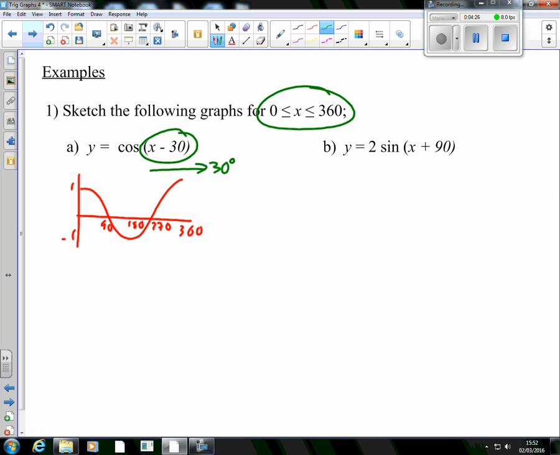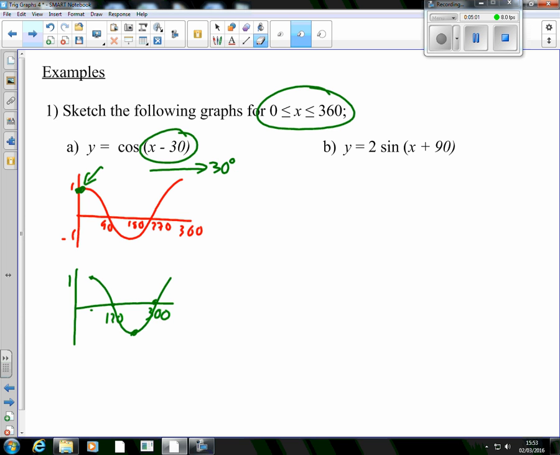So I'm still going to have 1 and minus 1, but the whole graph is moving to the right 30 degrees. I'm going to have the same graph, but it's not going to go through 90 degrees, it's going to go through 120. It's not going to go through 270, it's going to go through 300. That maximum at 0, 1 on the original graph is now going to be across at 30. We're going to have something that looks like that. That minimum that was at 180, negative 1, has moved across to 210, negative 1.